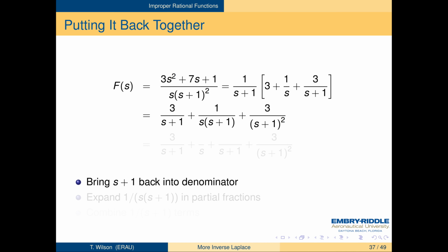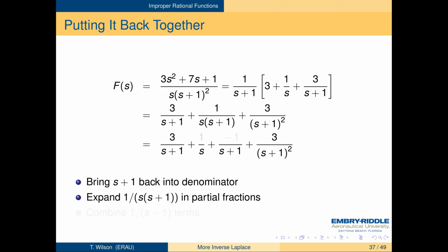The middle term becomes another proper rational function to do partial fractions on, and the last term is 3 over s plus 1 squared. Expanding the middle term in partial fractions, we use cover up to find that the weight of 1 over s is 1, and the weight of 1 over s plus 1 is minus 1. We can then combine the 1 over s plus 1 terms to get 2 over s plus 1.